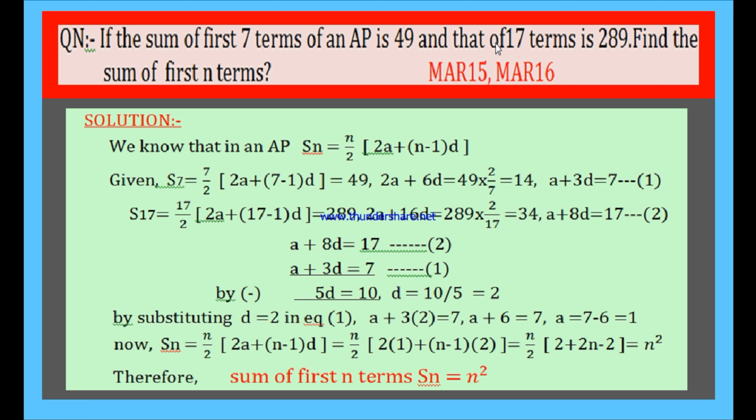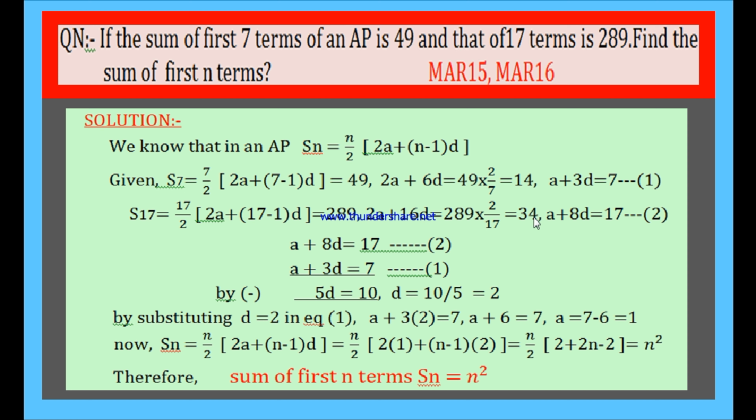Now it is also given that the sum of first 17 terms is 289. Sum of 17 terms means S17. S17 means 17 by 2, n means 17, 17 by 2 into 2a plus 17 minus 1 into d. This value is equal to 289, as given in the question. Now 2a plus 17 minus 1, 16d, is equal to 289, and this 17 by 2 on the other side will be 2 by 17. Now 17 in 289 17 times, as 17 17s are 289. Therefore 17 into 2 is 34. 2a plus 16d is 34.